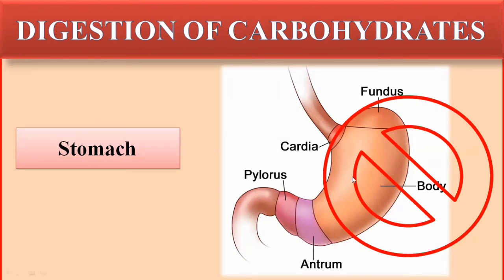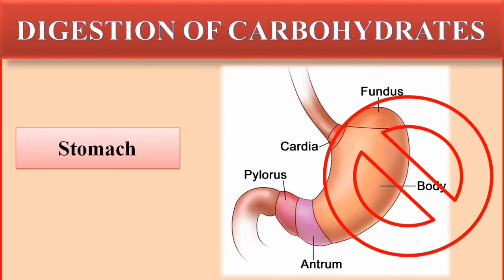Because of the low pH of the stomach, the salivary amylase, the enzyme from the mouth, has its action halted when it reaches the stomach. It will no more function in the stomach. The food here is not chemically digested, as there is no specific enzyme present in the stomach for the digestion of carbohydrates. So there is no chemical digestion, but mechanical digestion takes place, and because of the low pH, the salivary amylase action is inhibited here.